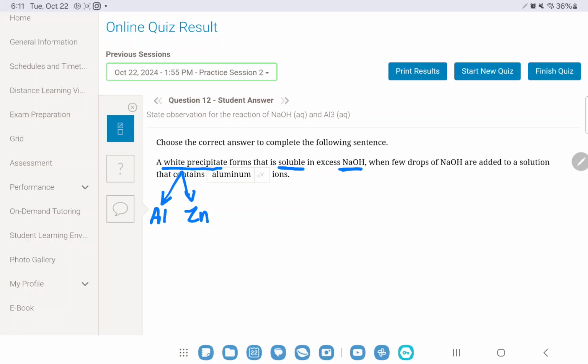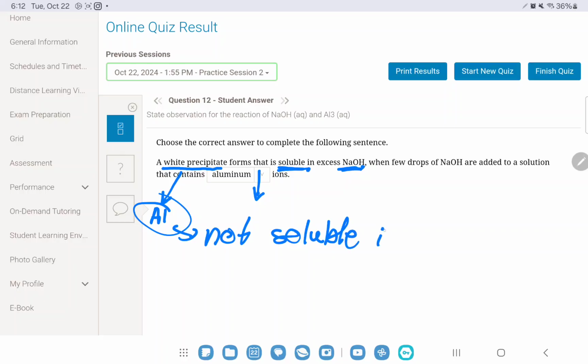Now, in your options here, when you had the drop-down menu, zinc wasn't one of the options. So since zinc wasn't one of your options, remove it and Al. But let's say zinc was one of your options, and it told you it's soluble in excess NaOH and NH3, it's going to be zinc. But aluminium is not soluble in NH3. Zn is. So that's the only difference in how you're going to identify which one it is.